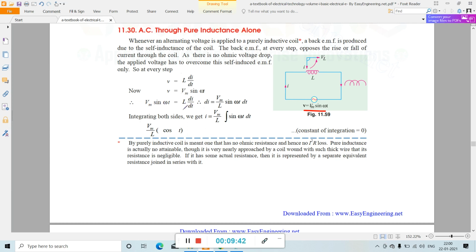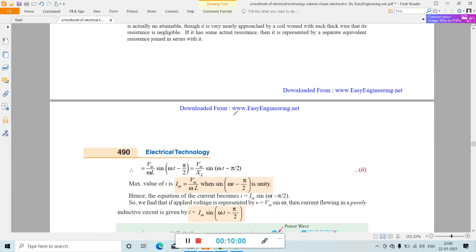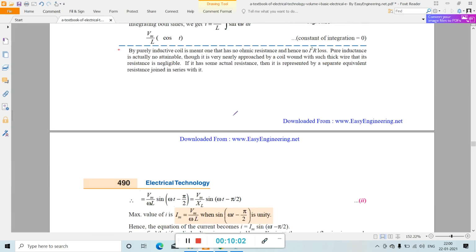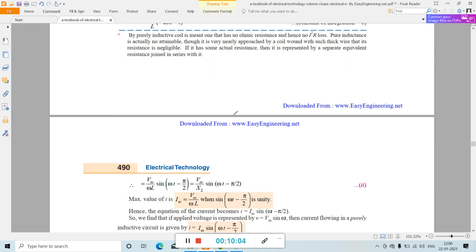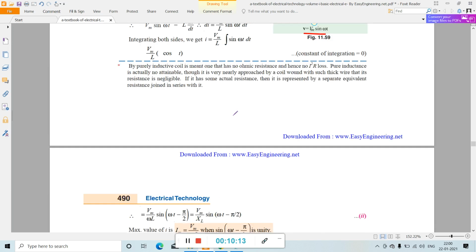So from this expression, di is equal to Vm by L sin omega t dt, and then by integrating both sides, I is equal to the integral of Vm by L sin omega t dt. So this is I equal to Vm by omega L sin(omega t minus pi by 2), or we can write Vm by XL sin(omega t minus pi by 2).